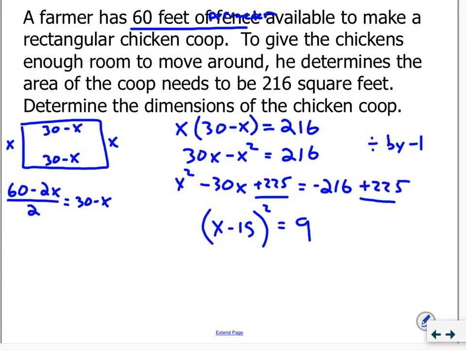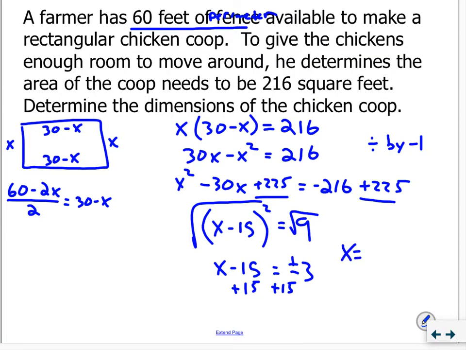Let's now take some square roots. Over here I get x minus 15. The square root of 9 is plus or minus 3, so here are my two answers. Let me add 15 to both sides. I'm going to get x equals 15 plus or minus 3. Now this is going to be interesting, because 15 plus 3 is 18, and 15 minus 3 is 12.